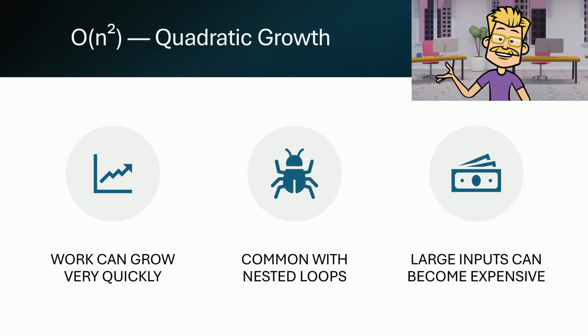Now let's look at another common complexity. Suppose you have to print every number in a list. If there are 10 items, you print 10 times. If there are 100 items, you print 100 times. This is still O(n), very common and usually acceptable.